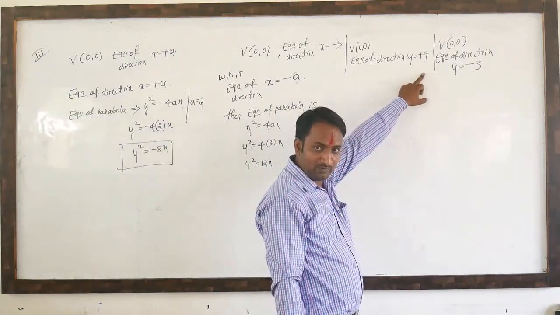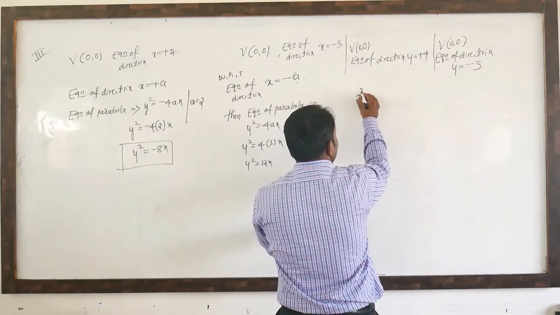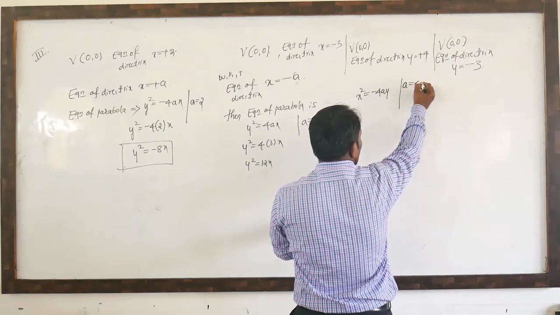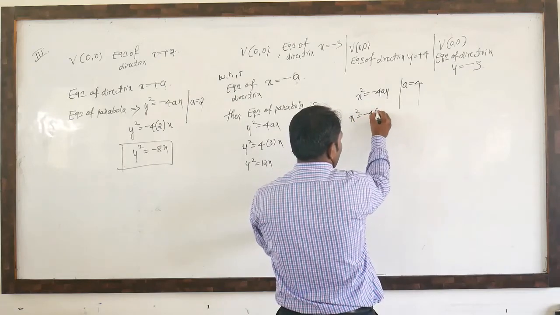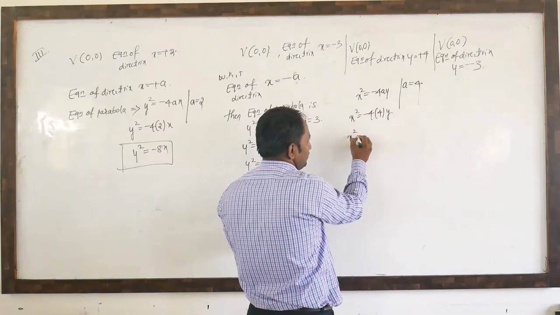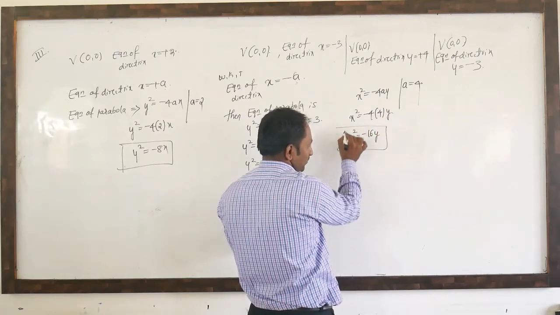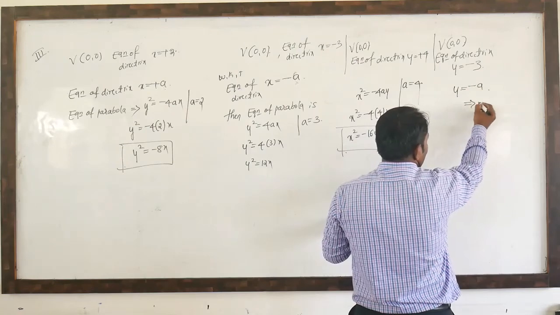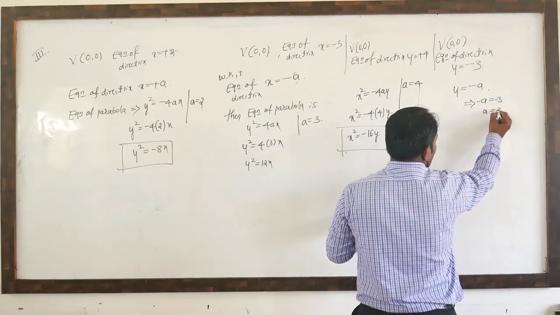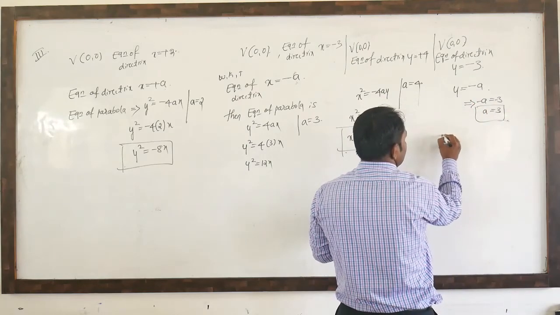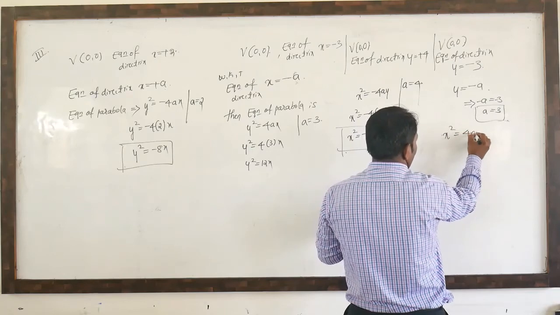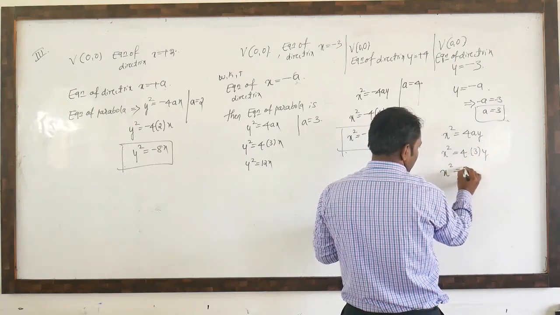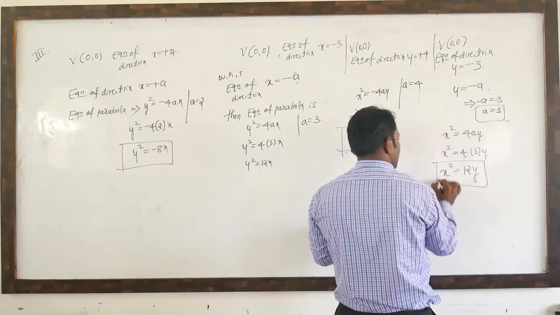Here y is equal to plus 4. Definitely the equation is x square is equal to minus 4ay. Here a is equal to 4, then x square is equal to minus 4 into 4 into y. X square is equal to minus 16y is the equation of parabola. Similarly, y is equal to minus a, that implies minus a is equal to minus 3, a is equal to 3. Then definitely the equation is x square is equal to plus 4ay. X square is equal to 4 into 3 into y. X square is equal to 12y is the equation of parabola.